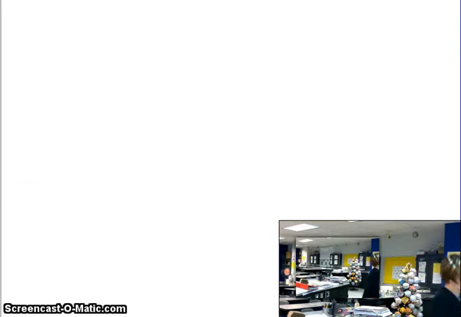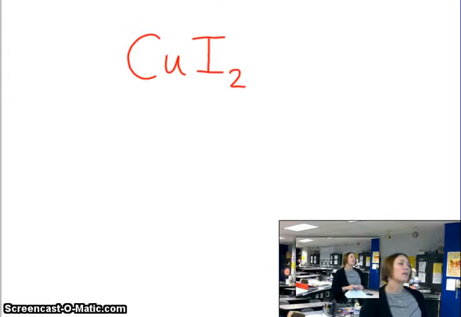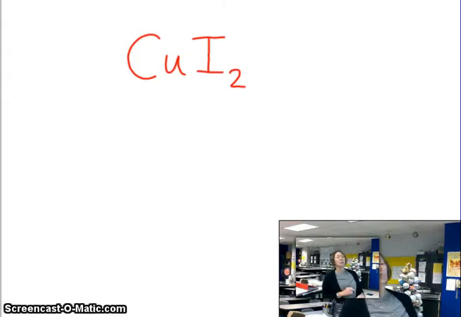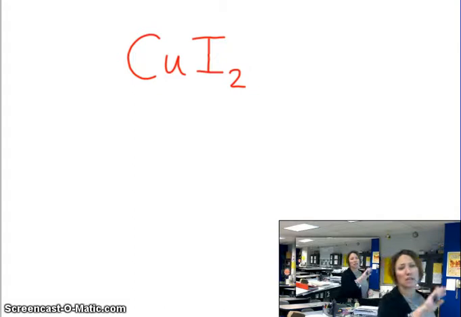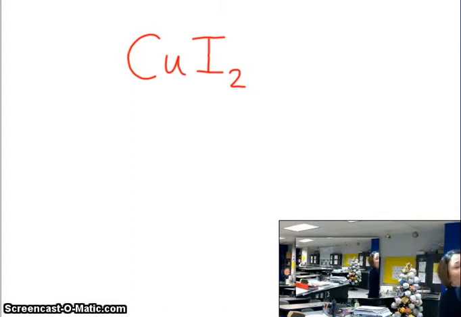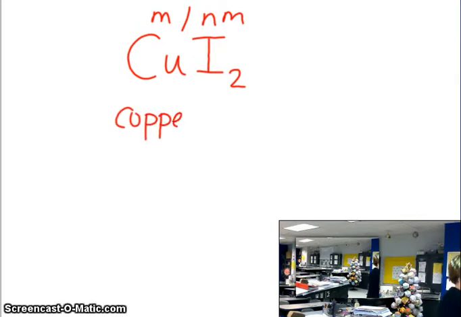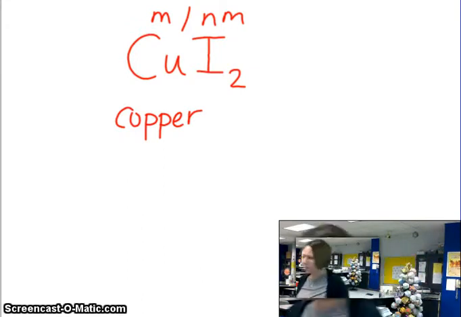Question number 3, we have CuI2, okay? It's a capital I, not a lowercase l, and if you're ever in doubt, let me know. So first I want to identify its binary, and what do I have? Cu is a metal, this is a non-metal. When I have a metal, I name the metal. I go to the box on the reference tables and see how many charges copper has.